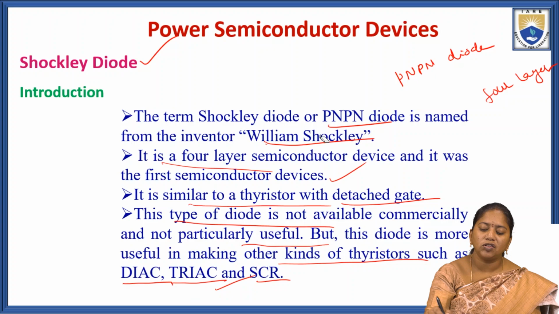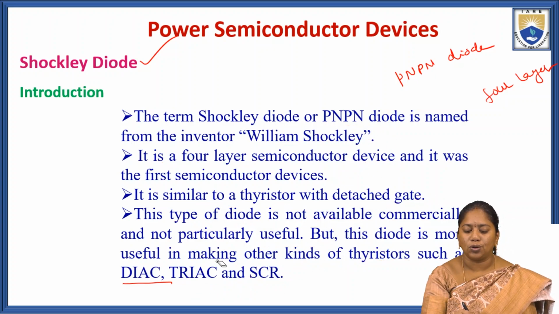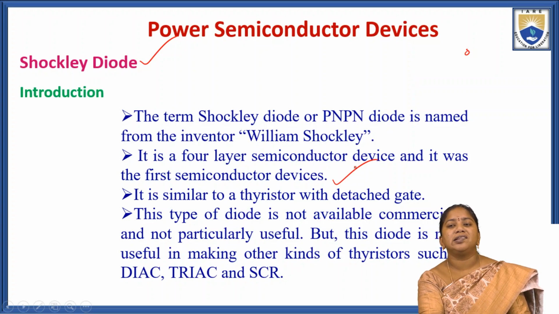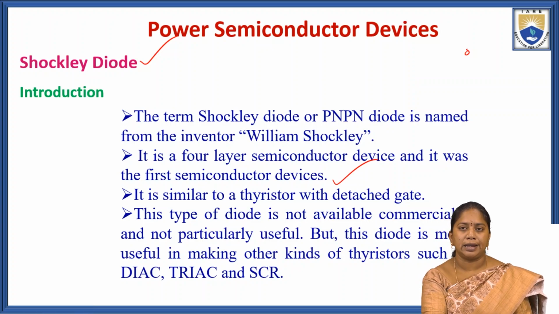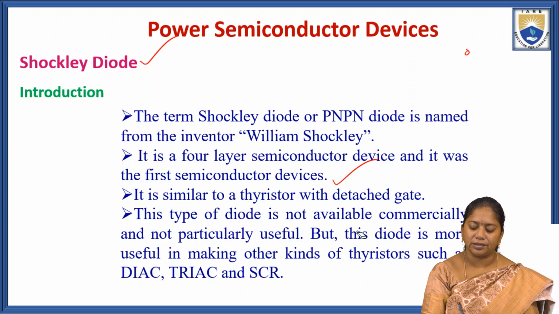The Shockley diode, also known as the PNPN diode, is a 4-layer semiconductor device. It was the first semiconductor device. It is similar to a thyristor, but it has a detached gate. This type of diode is not available commercially and is not particularly useful, but it is useful in making other kinds of thyristors.